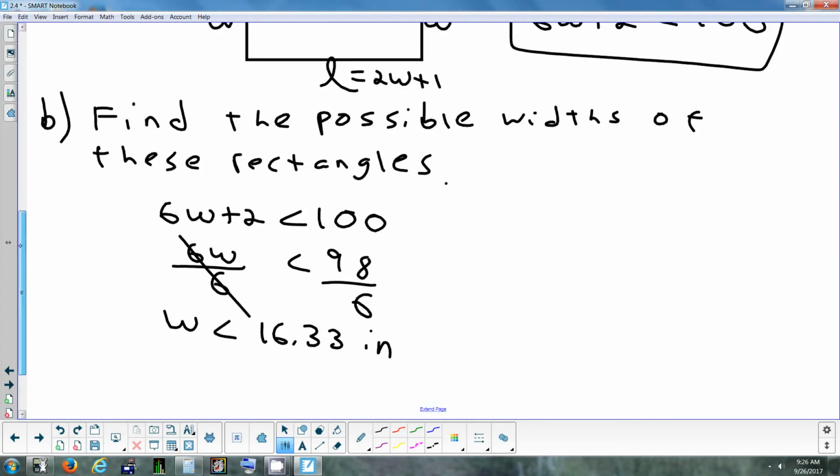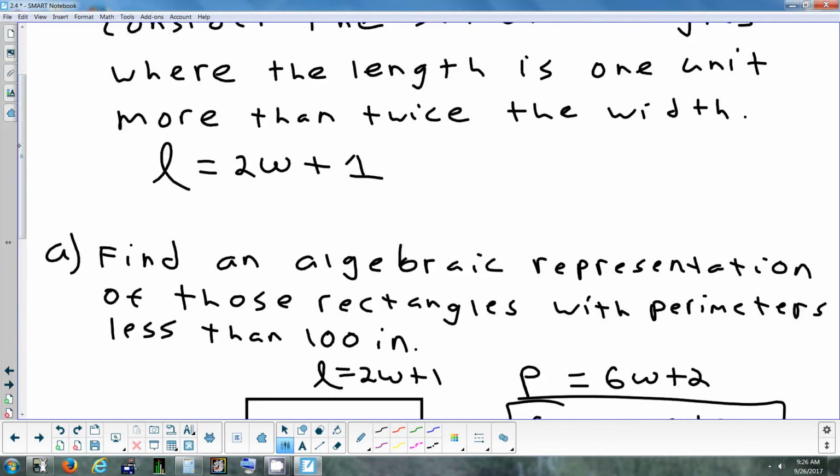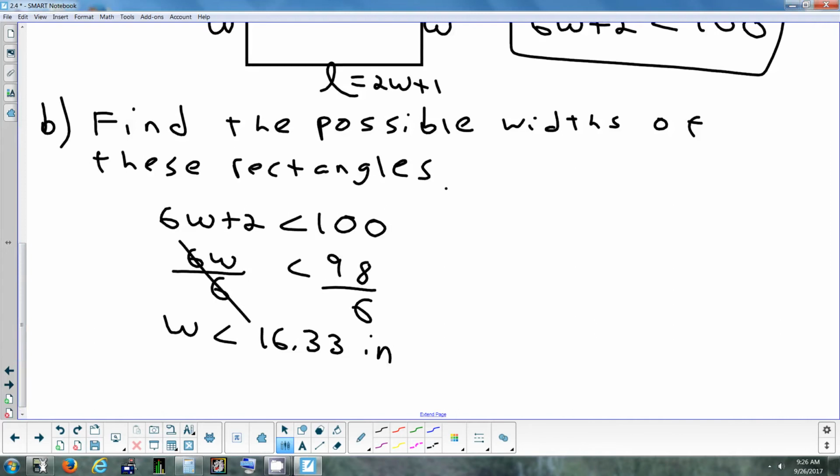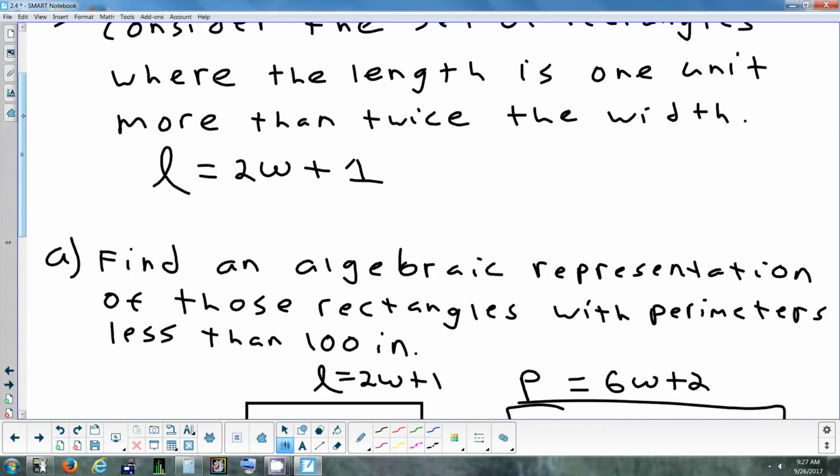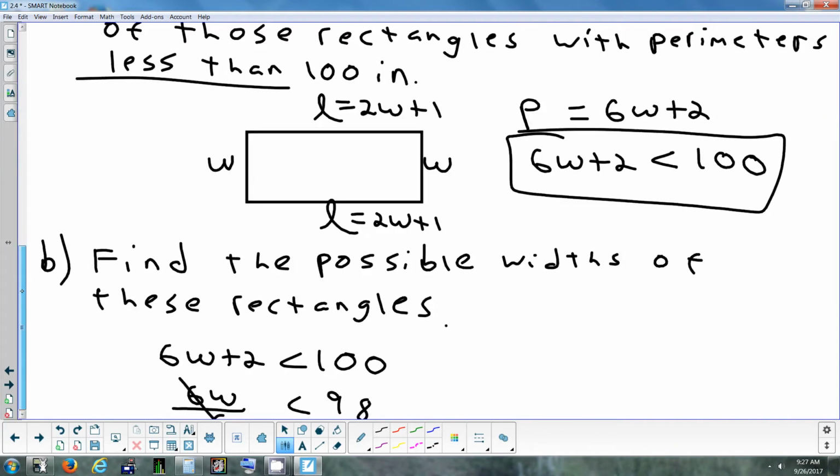And I think that was in inches. Yep, inches. Okay. Anything else I need to put with that answer? Because the way it's written there, that's kind of incomplete. Should it be less than or equal to? Was it less than 100 or less than or equal to 100? No, less than. That's fine. Less than. But still something else I need there.